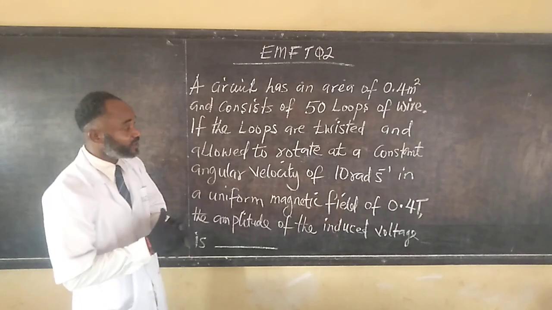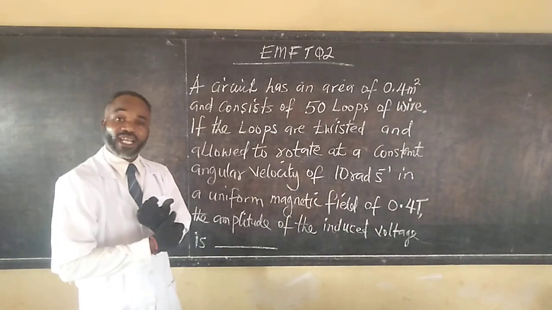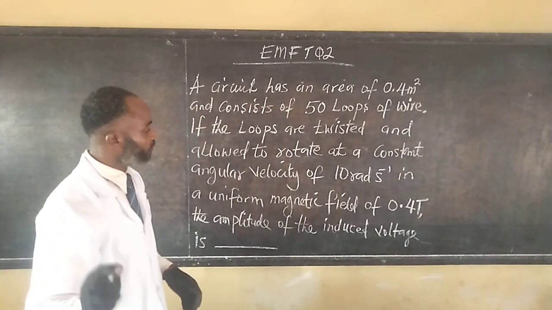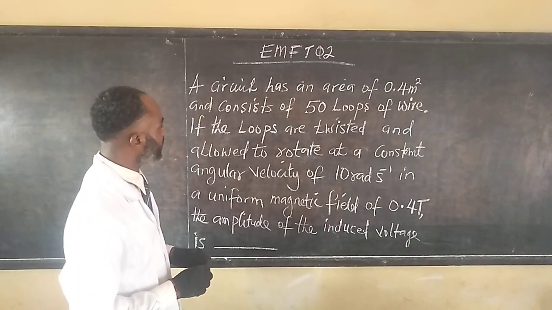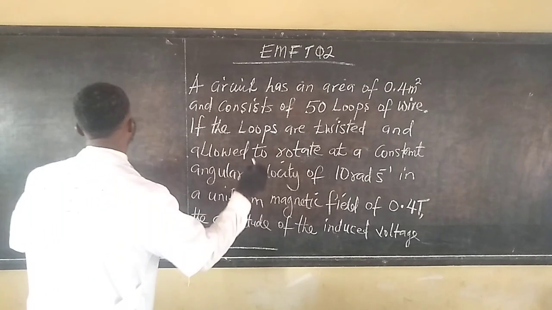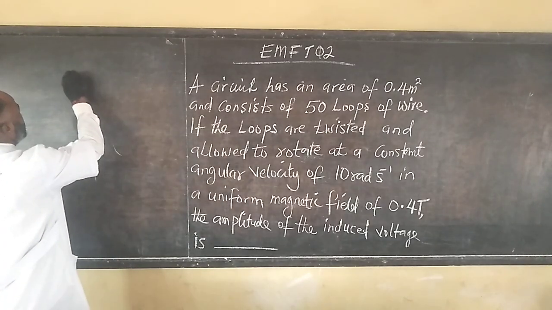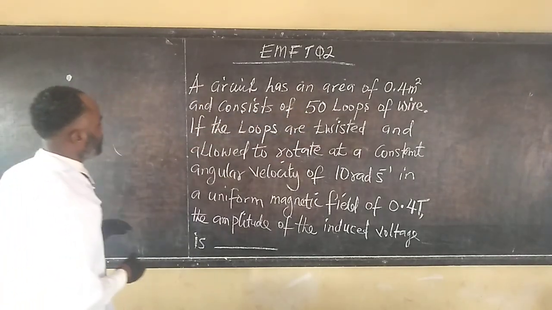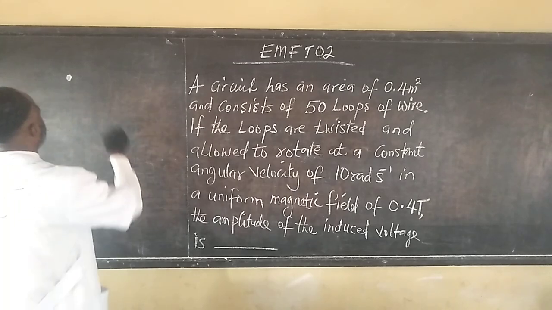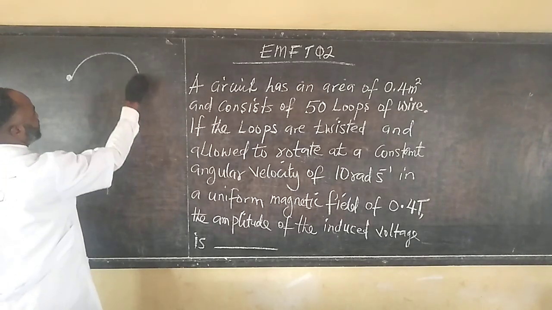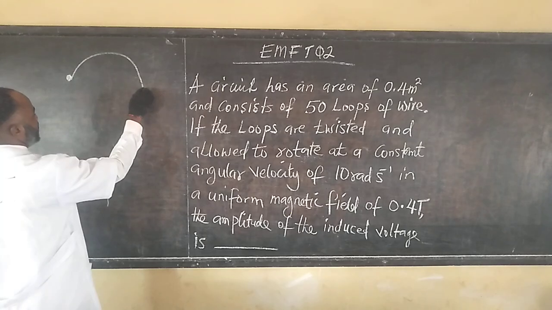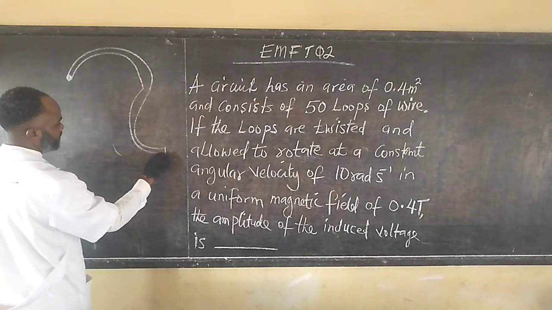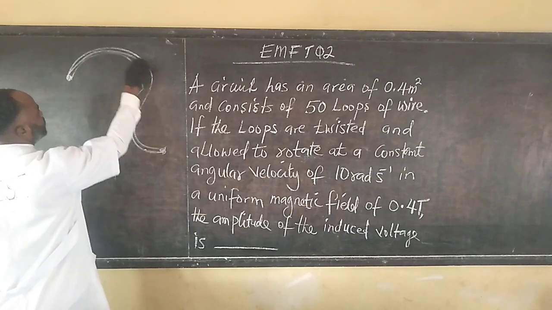Alright, this is very simple but demands some kind of analysis so that one would not run into some kind of confusion. So the first thing we need to do is demonstrate this. A coil, right? A circuit has an area of this. If we say this is the coil, let's take this to be something we represent.